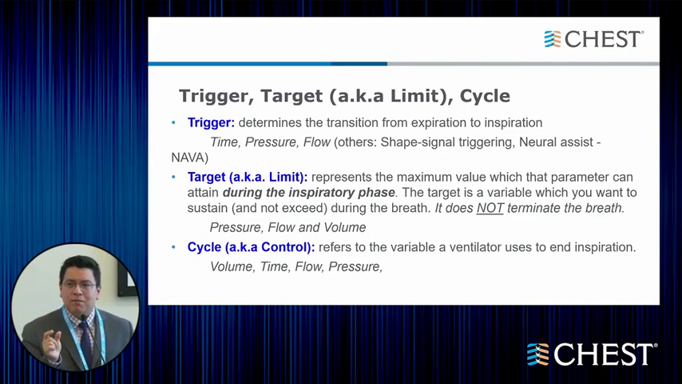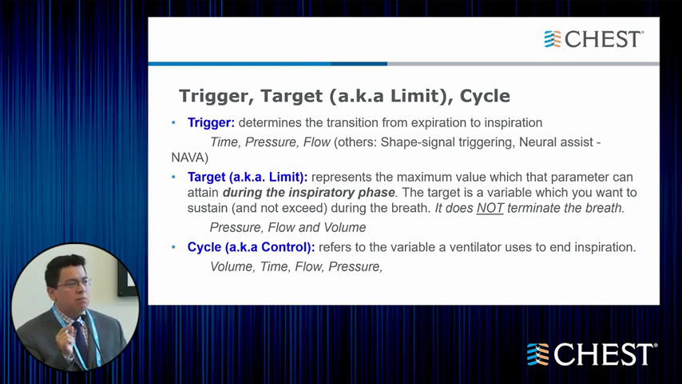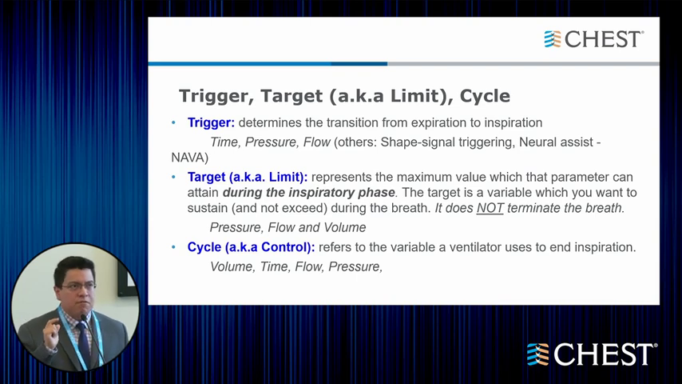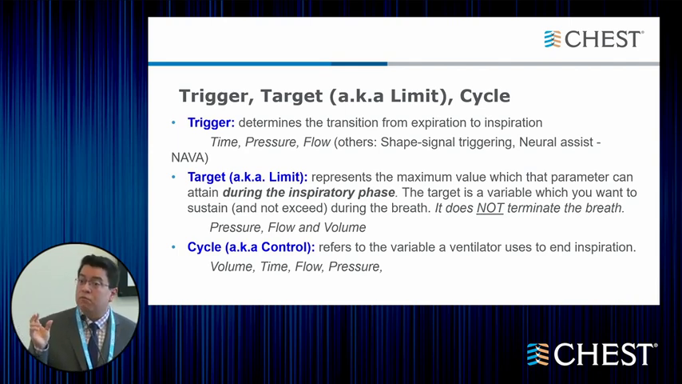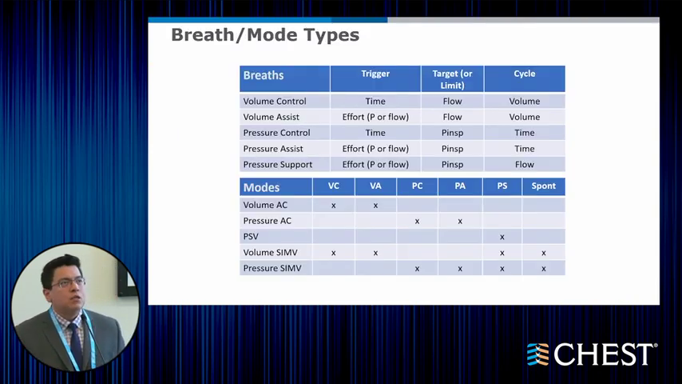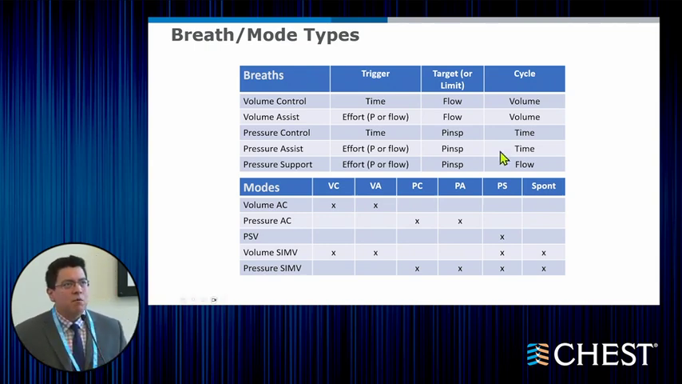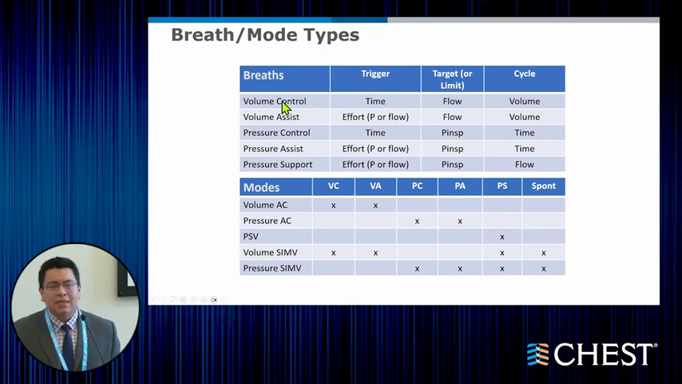That is dictated by the cycle variable. The cycle is the variable that the ventilator uses to actually transition the breath from inspiration to expiration. That can be either after delivering a certain amount of tidal volume, or using a certain amount of time in inspiration, or after sustaining a certain amount of pressure for a certain amount of time. So all of that is basically put together in the basic nomenclature of ventilator modes.